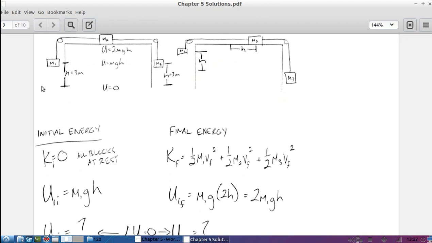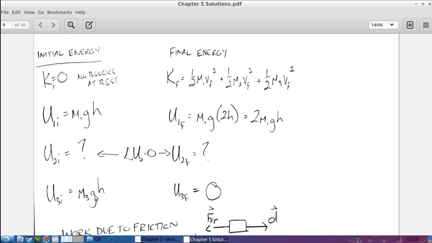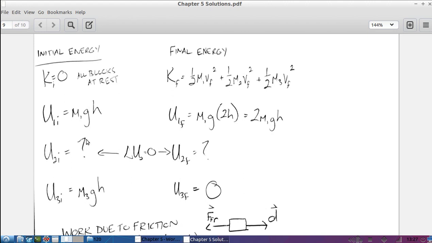Who's got an initial gravitational potential? M1 does. M1's got an initial gravitational potential of M1gh. M3 is going to have an initial gravitational potential of M3gh. Again, mass 2, don't care, its gravitational potential doesn't change. So this is the initial energy of the system.